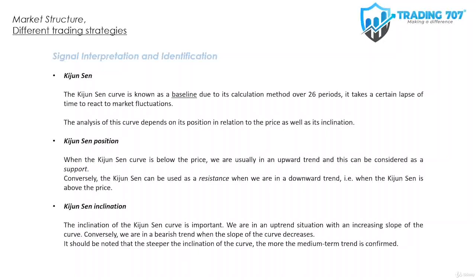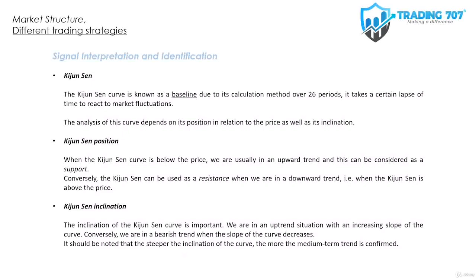Let's talk about the position of Kijun-sen. When the Kijun-sen curve is below the price, we are usually in an upward trend, and this can be considered as a support. Conversely, the Kijun-sen can be used as a resistance when we are in a downward trend, thus when the Kijun-sen is above the price.